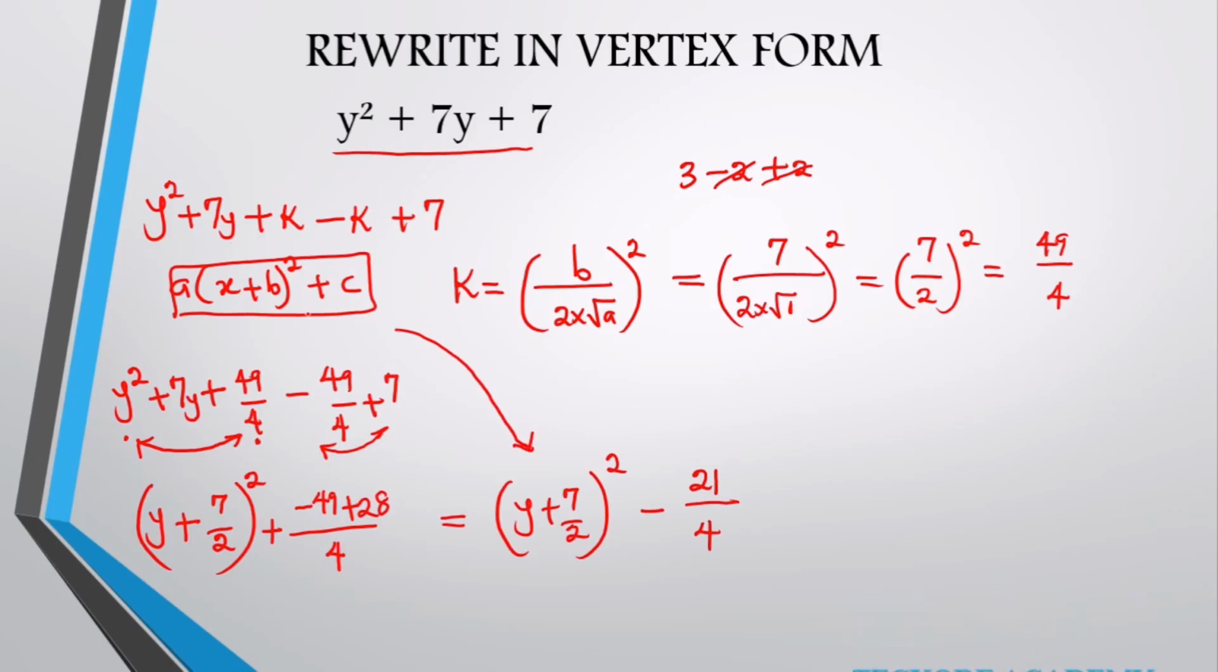If I compare this to the general structure here, you'd see the relationship I'm looking at. Now, it looks exactly like that. So I could tell that a, in this case, is 1. Now, b is 7 over 2. And of course, c is negative 21 over 4. Now, I've written it in vertex form. That is fantastic.